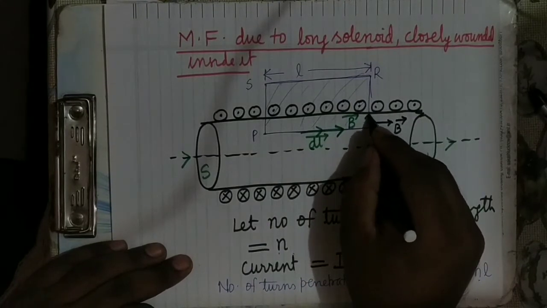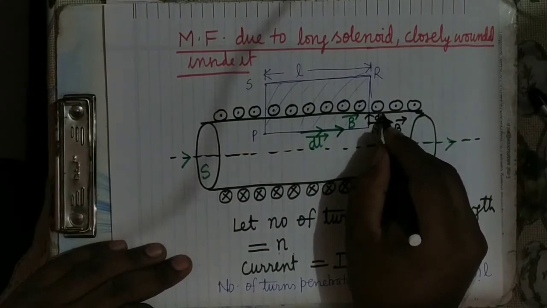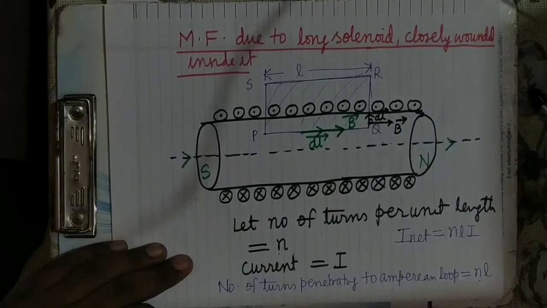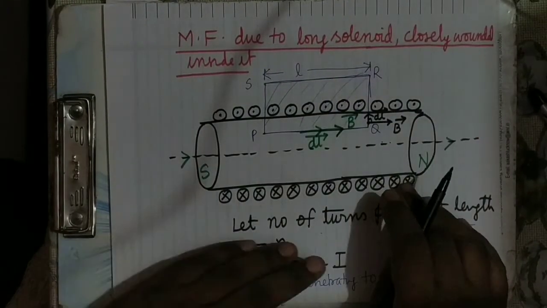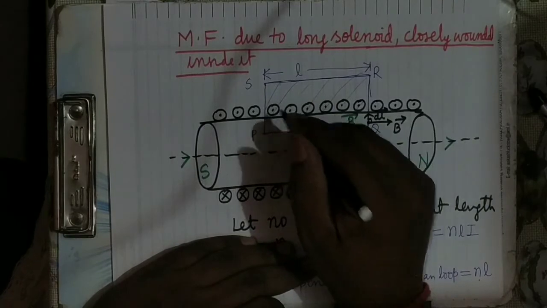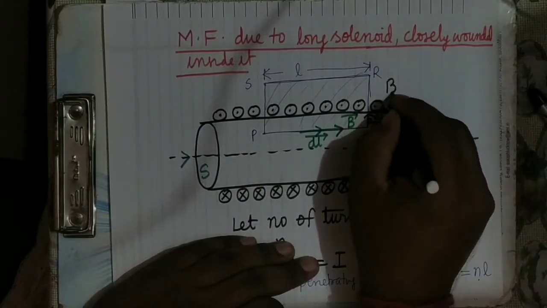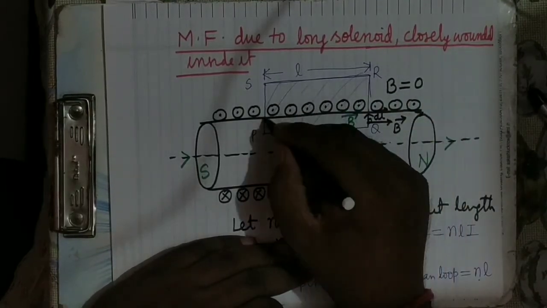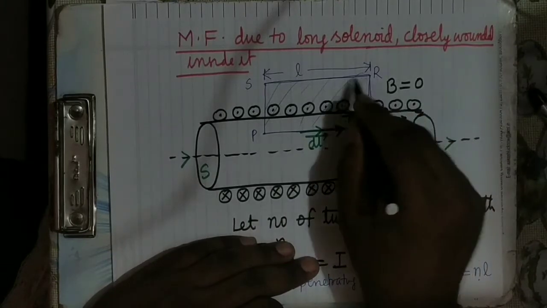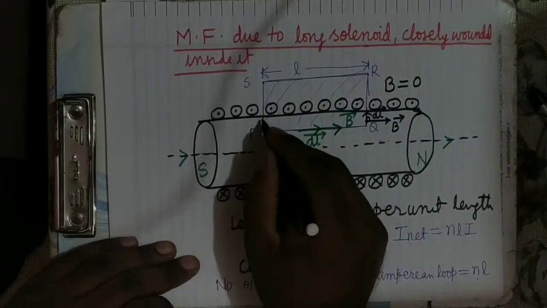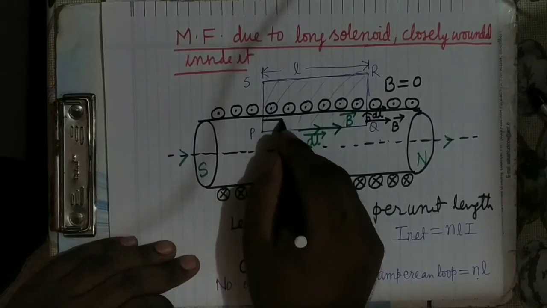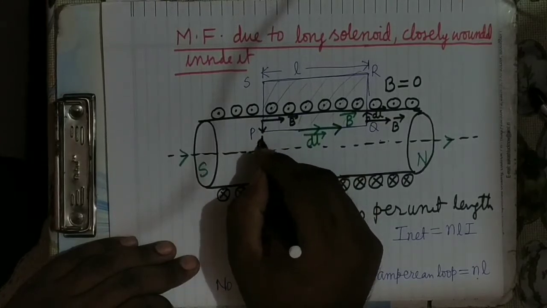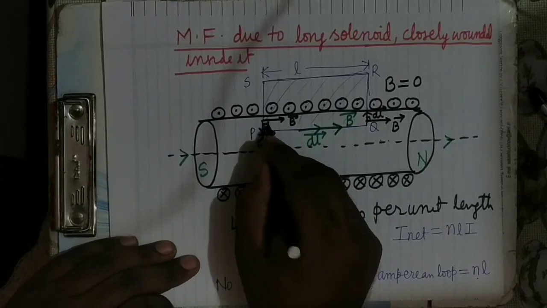Whether you take a point here or anywhere, the direction of the magnetic field is in this direction. What will be vector dl? Vector dl will be this. So over this part of QR, vector B and vector dl are perpendicular. Here there is no question of vector B dot vector dl, because B is 0 just outside. So there is no need of evaluating B dot dl over this part. While over this part, the magnetic field is this and vector dl is this. Here also it is perpendicular.